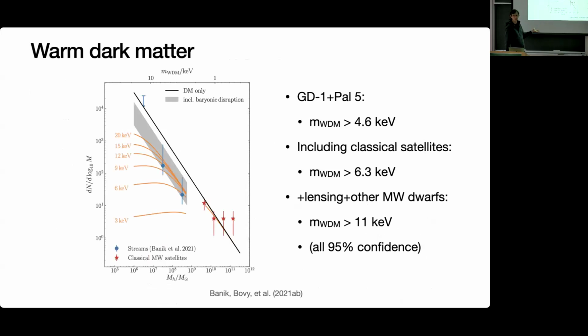So this allows you to do things like constrain warm dark matter models, for example. I'm just using our Milky Way measurements here. You can look at what you expect for a thermal relic warm dark matter model, and put some constraints on that. You get very strong constraints on these models, especially if you combine all of them because they're consistent. So you're basically going to rule out warm dark matter doing anything interesting at this point.